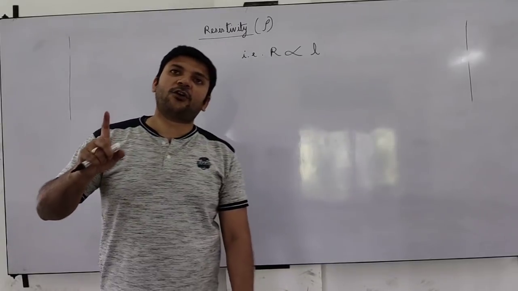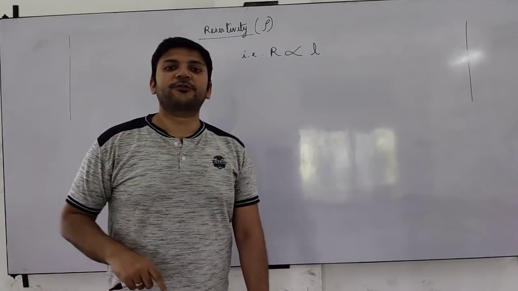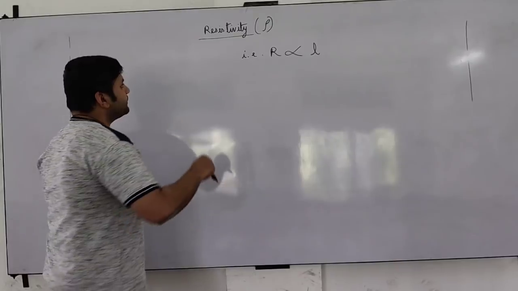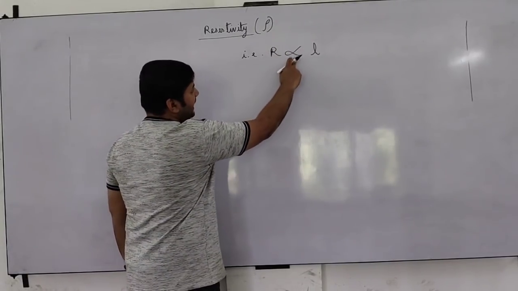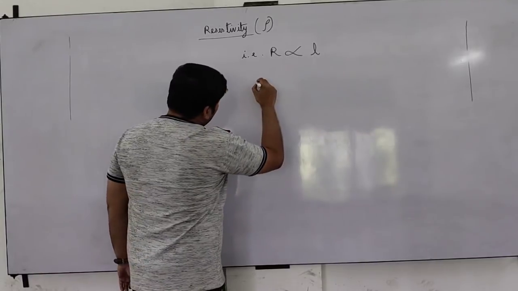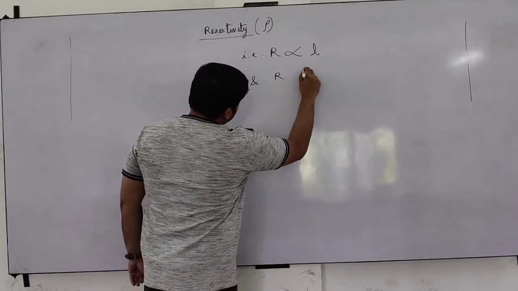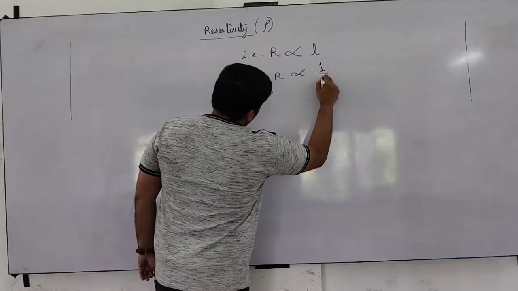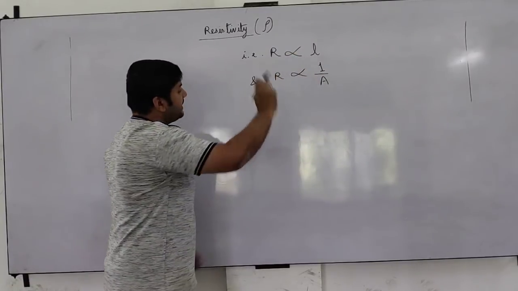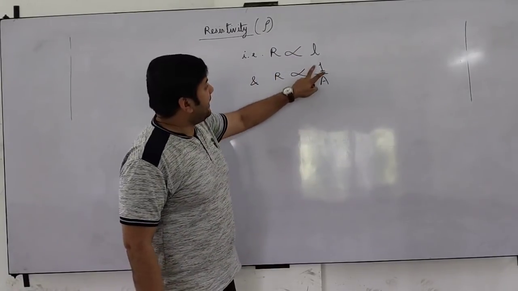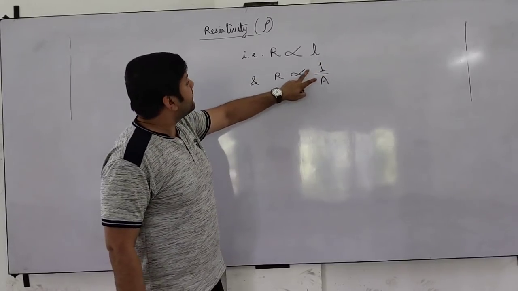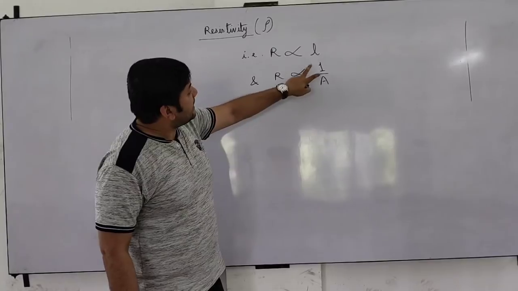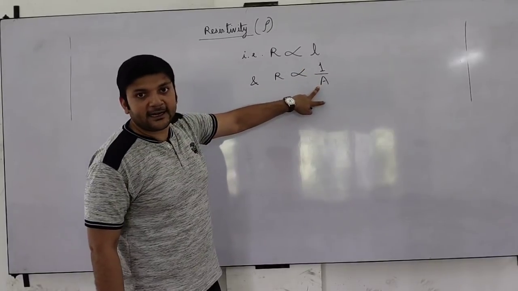Area of cross section is inversely proportional. Okay, that is R proportional to L, resistance directly proportional to length, and resistance is inversely proportional to A, 1 upon A. That means resistance is inversely proportional to the area.